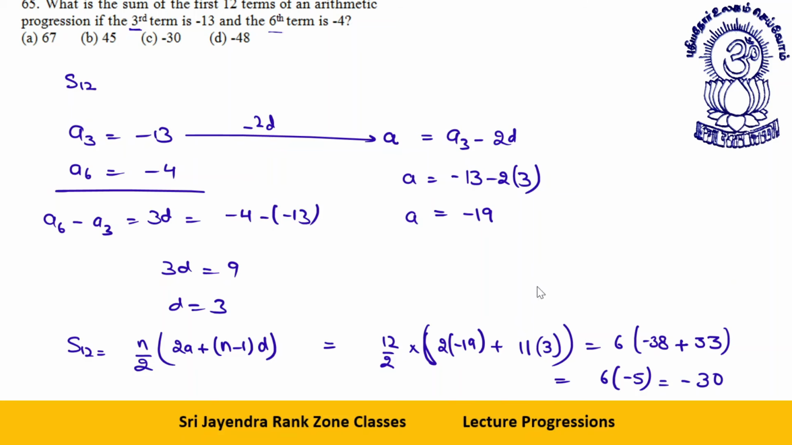6 into minus 5, or minus 30 is your answer, dear students. I'm sure this must be clear to all of you. Shall I move ahead for the next question?